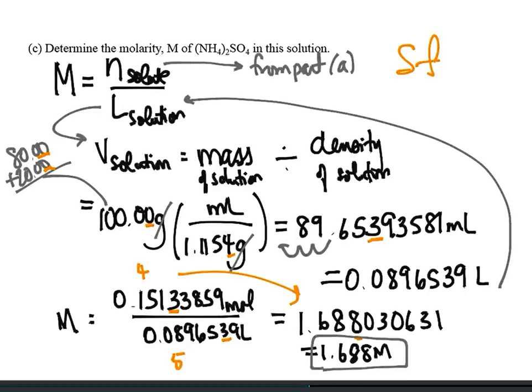Again, this problem is worth 5 points. So you get a point for adding these two together to make 100 grams. You get a point for dividing by the density to get milliliters. You get a point for converting milliliters to liters. And you get a point for plugging those things back into the equation, and a point for the answer. So that makes 1, 2, 3, 4, 5. Let me know if you have questions about your points.